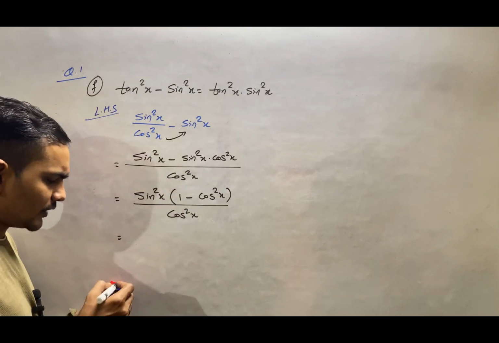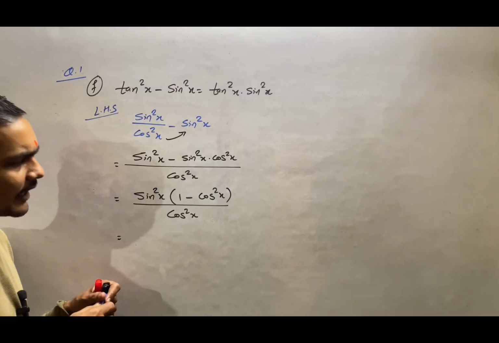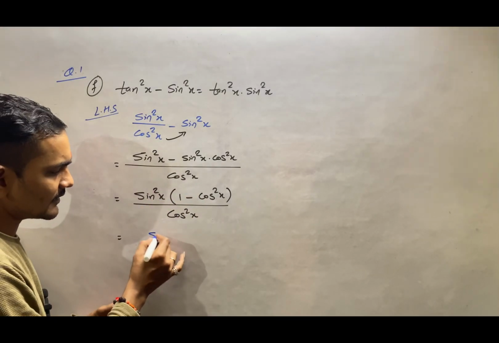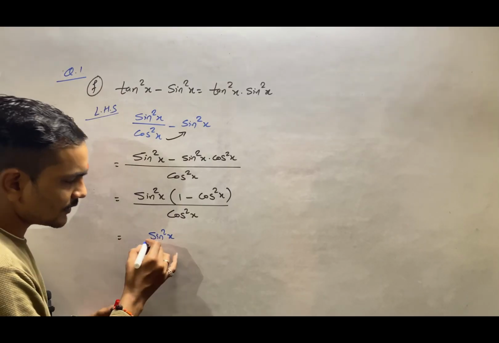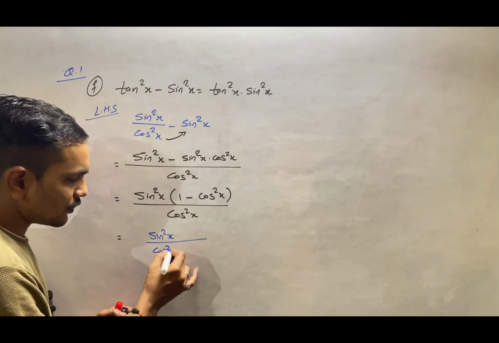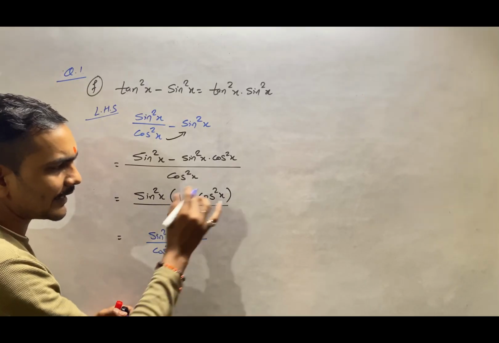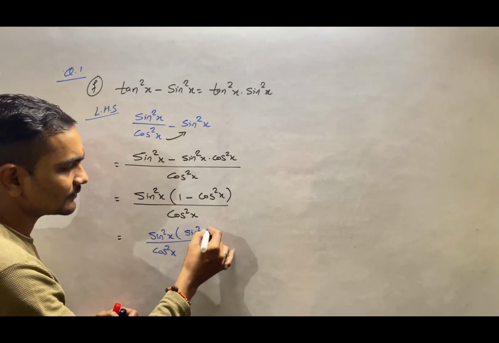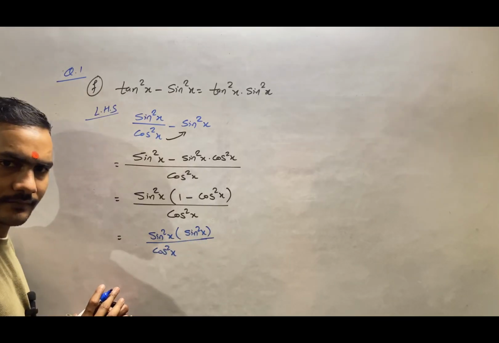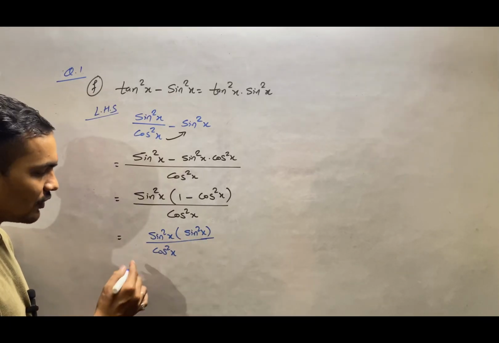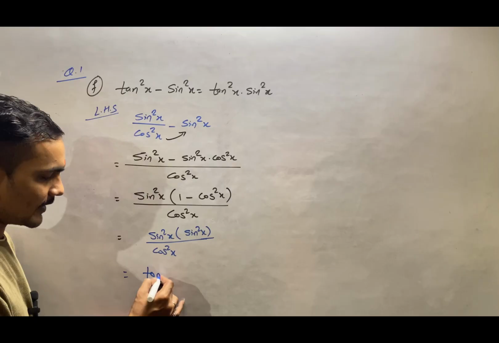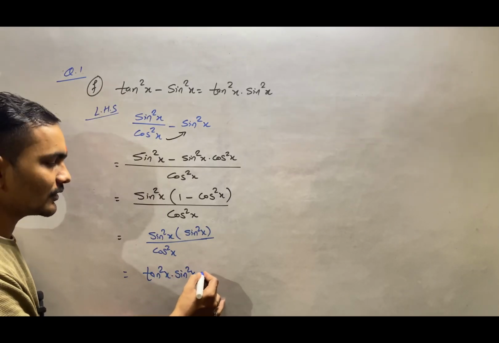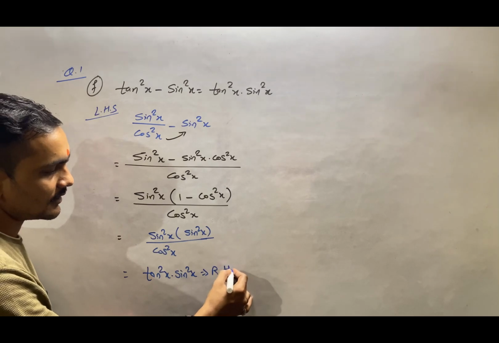So just look at the given function properly. This is in the denominator, right? So can we write sine square x over cos square x, and 1 minus cos square as we write in sine square x? Yes, sine over cos is tan square, and that sine square x as it is. So this is our RHS.